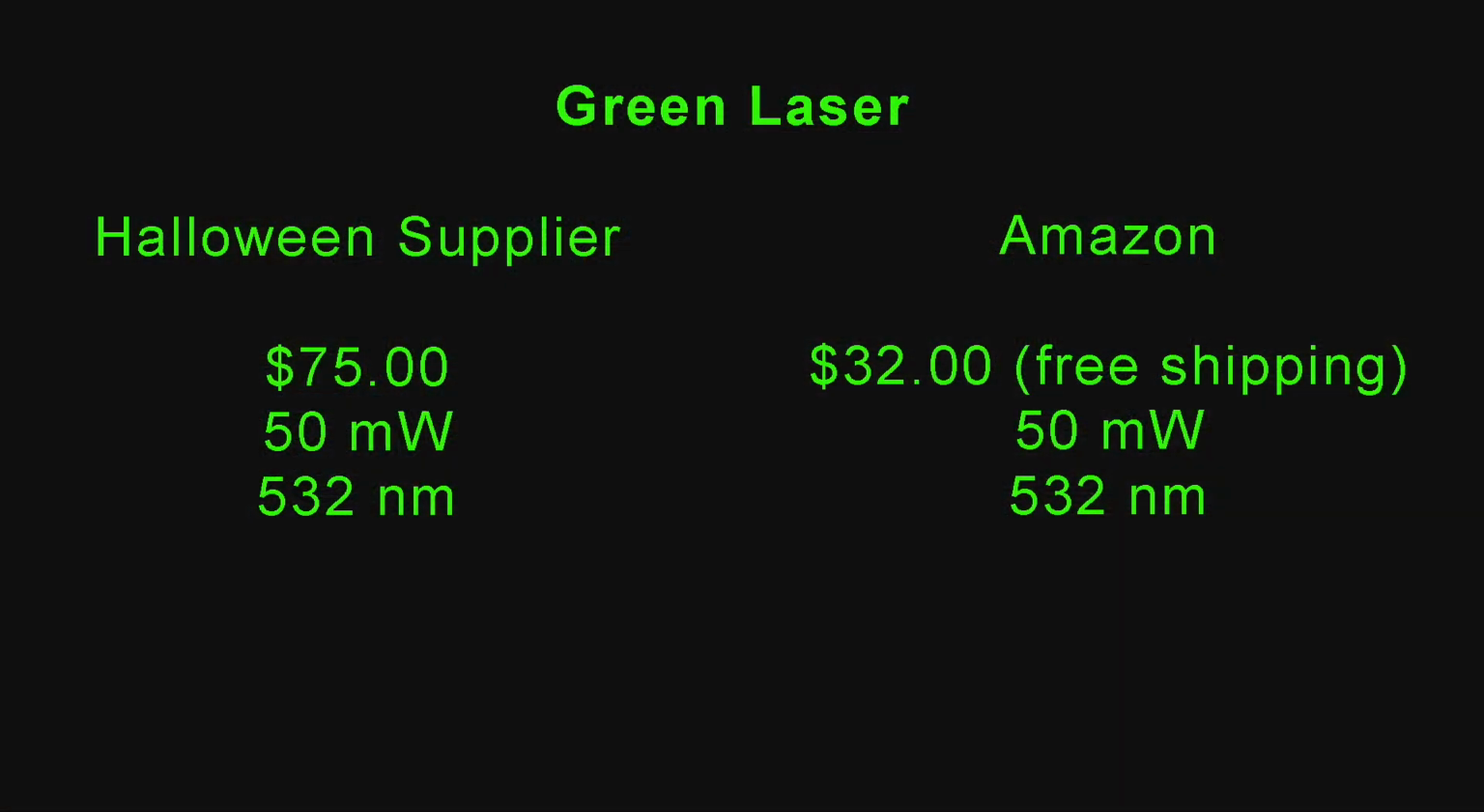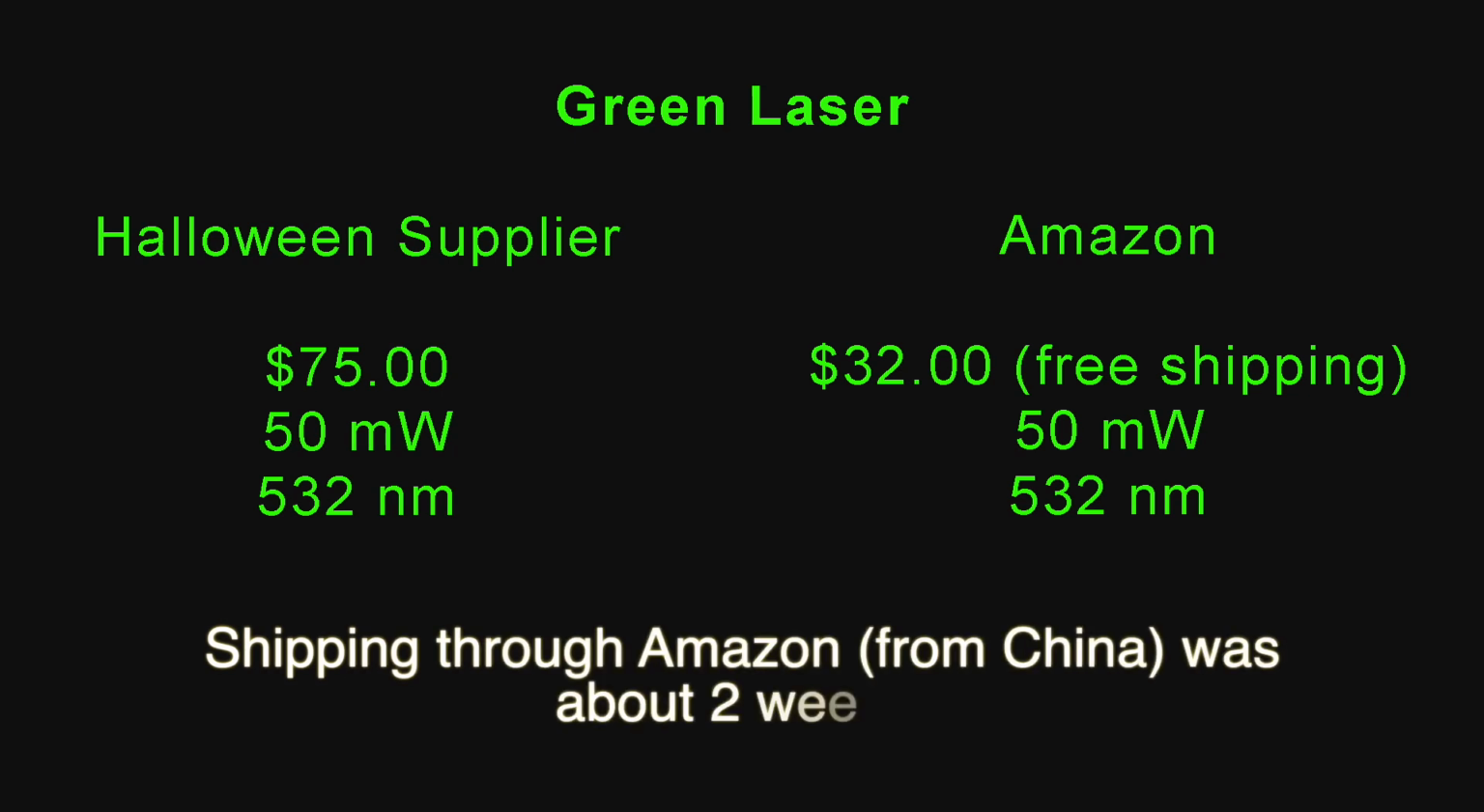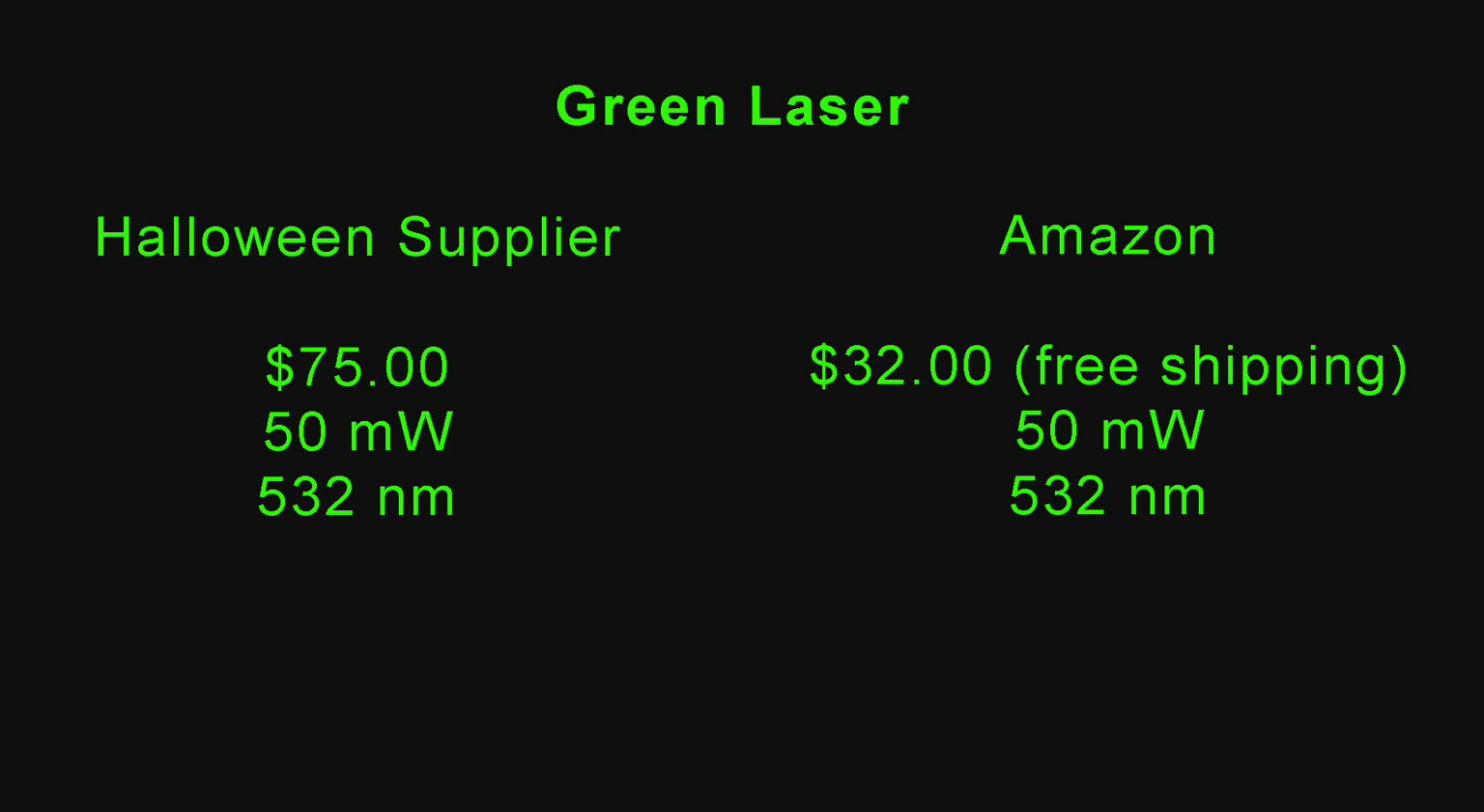So real quick on these lasers, there's something called MW, which stands for milliwatt. That is the power of the laser. There's something called NM, which stands for nanometer, and that is the color of the laser. So you can see from this, the Halloween supplier, a green laser would have cost me $75. I was able to find the exact same specs on Amazon for $32, so less than half the price.